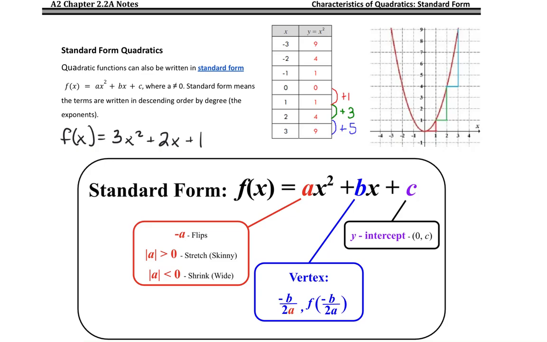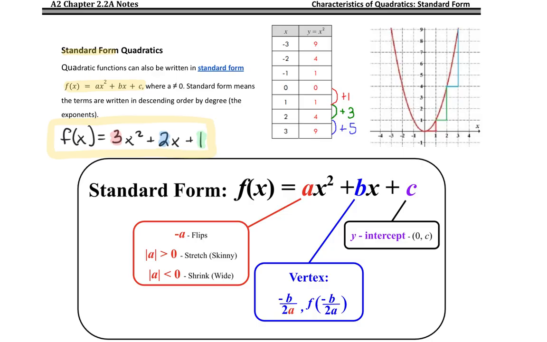Continuing on with quadratics, now we're going to be looking at equations that are in what's called standard form. Quadratic functions, when they're written in standard form, look like this, where the a, b, and c are going to be numbers. So I have a sample down here. I've got my a, I've got my b, and I've got my c.